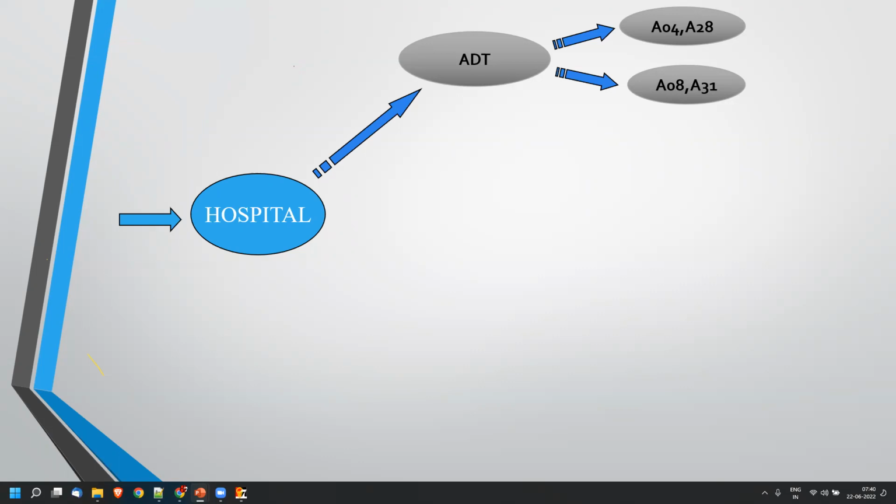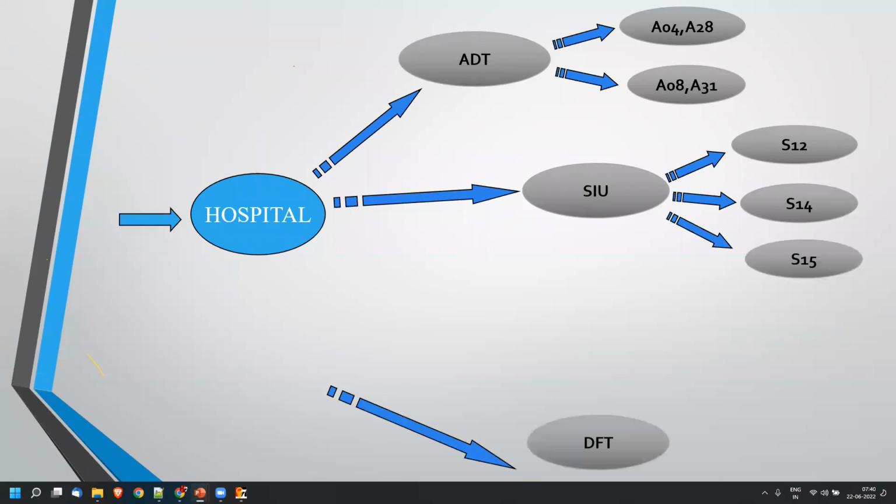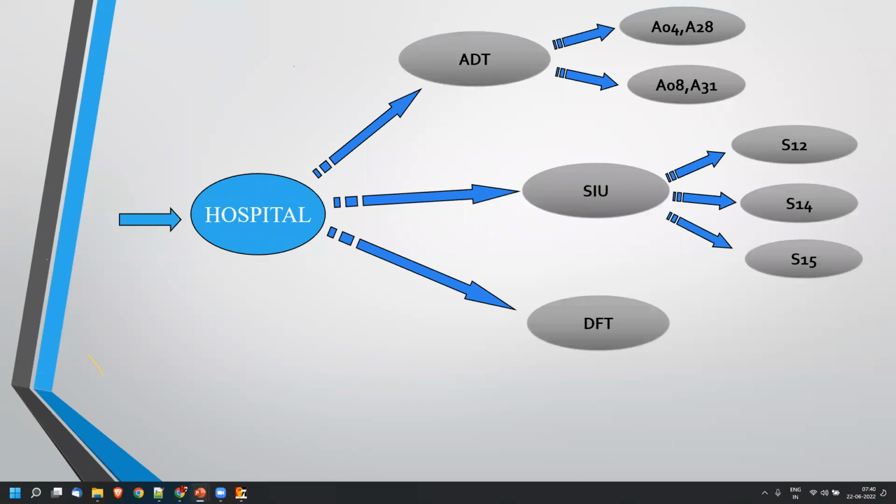Okay. Next, you have list of appointments. So appointments are represented with the help of SIU, and the events that are shown as S12 is for new appointment, and S14 is for update of existing appointment, and then you have S15 for cancellation of an appointment. Then you have DFTs, which would represent a financial related transaction that is happening between EHR system and PM systems. Then it would show P03 as the event type. So there is only one event under DFT for now. We are just going to look at that one.